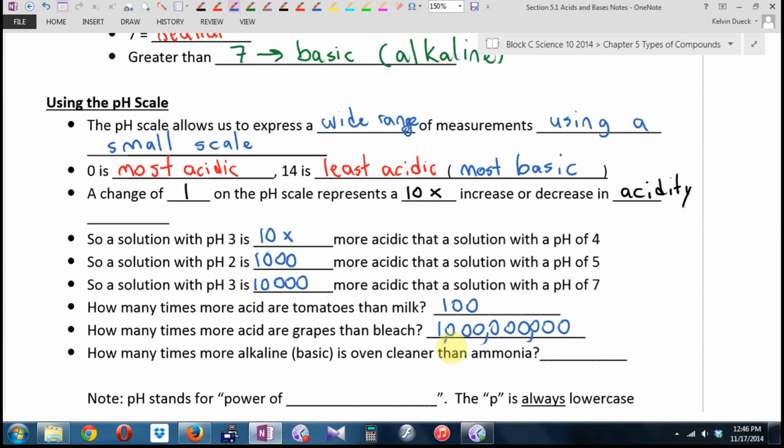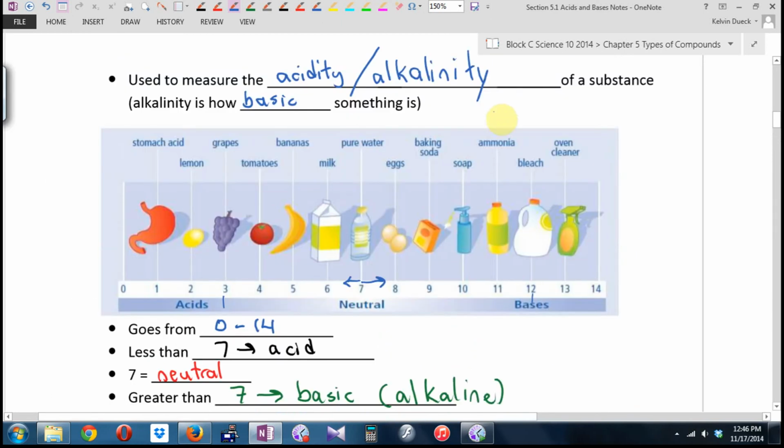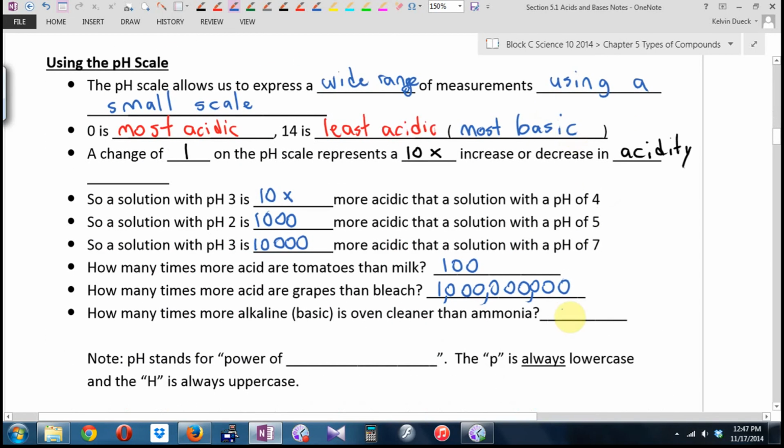How many times more alkaline, more basic, is oven cleaner than ammonia? There's ammonia. There's oven cleaner. How far apart are they? So it would be 100 times more alkaline. Why more alkaline? Because the oven cleaner is to the right. Okay, so acid moving left.